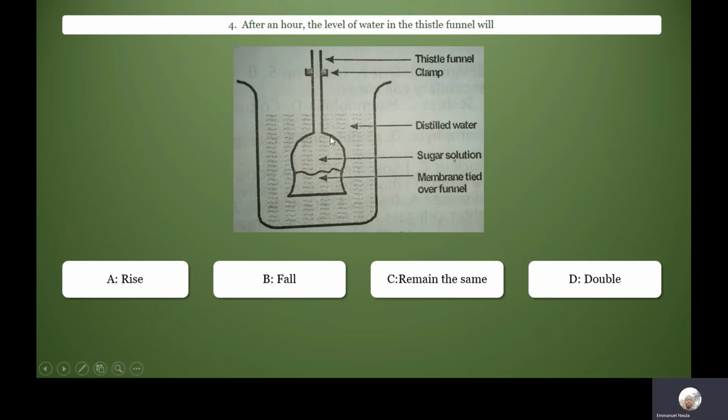So that will cause the water in the funnel to rise. So the sugar solution will rise in the funnel. So A is the correct option here.